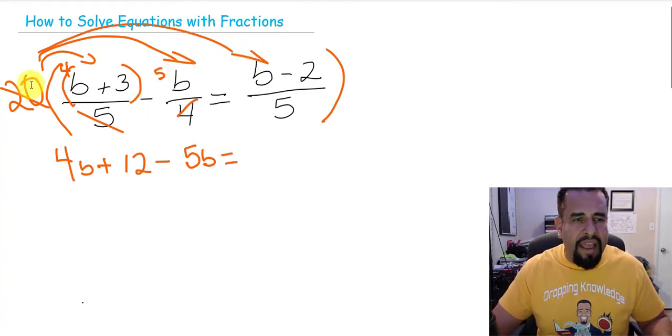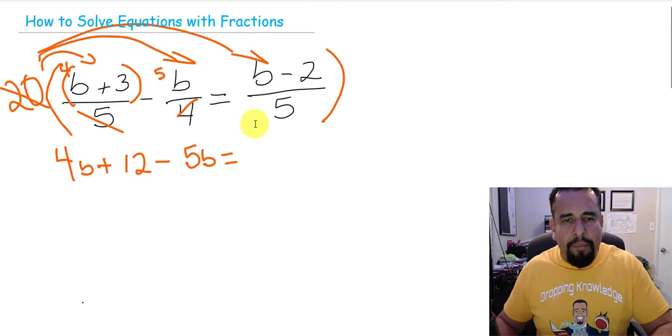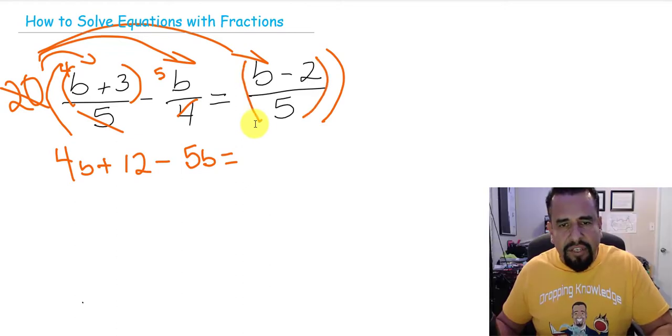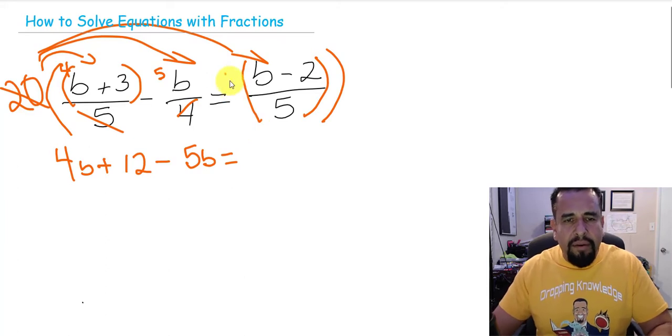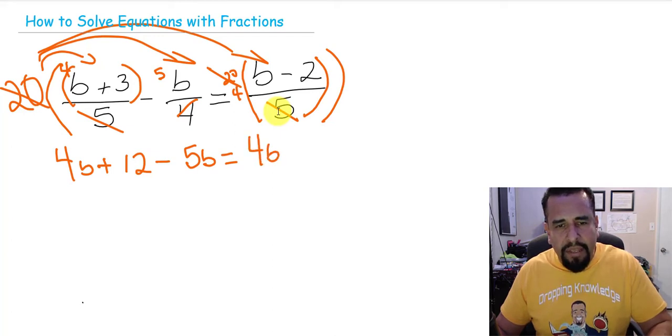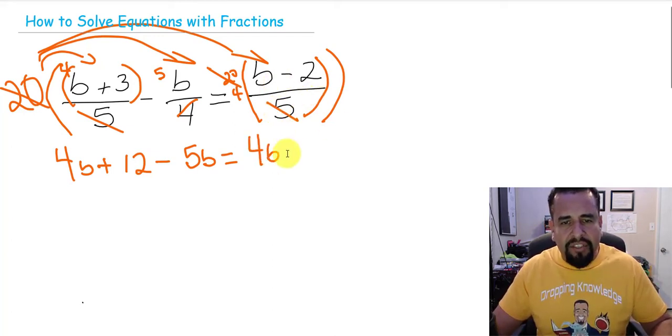And then again, I have my 20 again, and I'm going to do this section right here. So 20 is like having this 20 right here. So 20 divided by 5 is 4. So I no longer have that 5 or that 20. I have a 4 now. 4 times b is simply 4b. That minus sign, I just bring it down. And then 4 times 2 is going to give me 8.